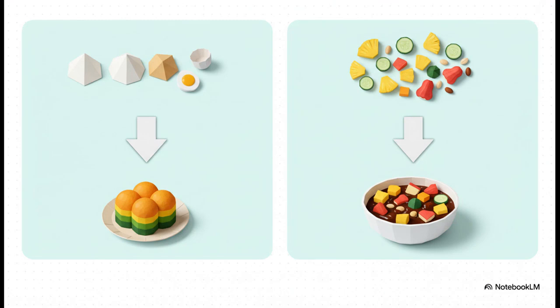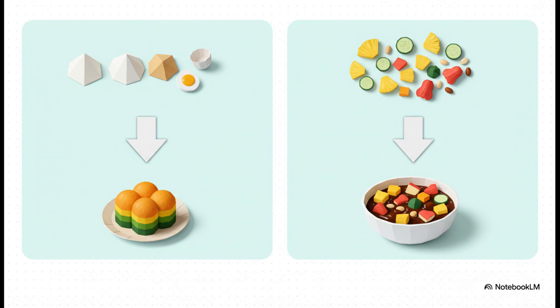A compound is like making, let's say, a cake. You take your flour, sugar, and coconut, you mix them, you cook them, and you've created something totally new, right? A chemical reaction has happened. You can't just pick the sugar out of the cake anymore. That's a compound. Now, a mixture is like making rojak.